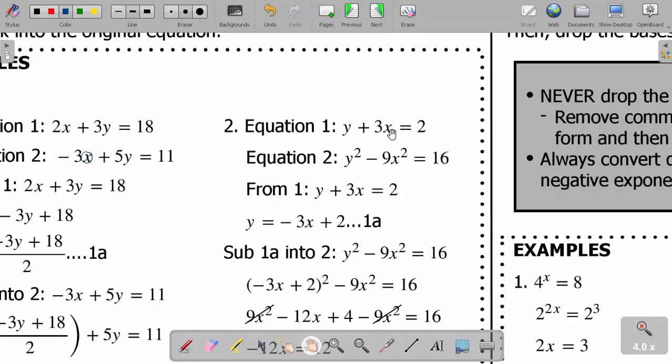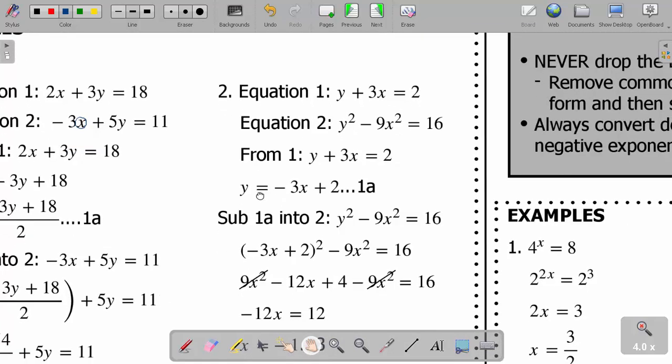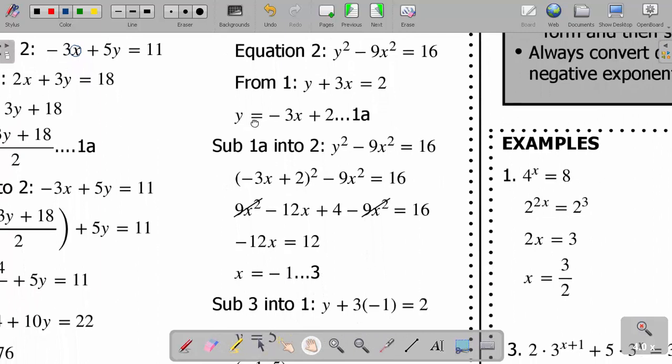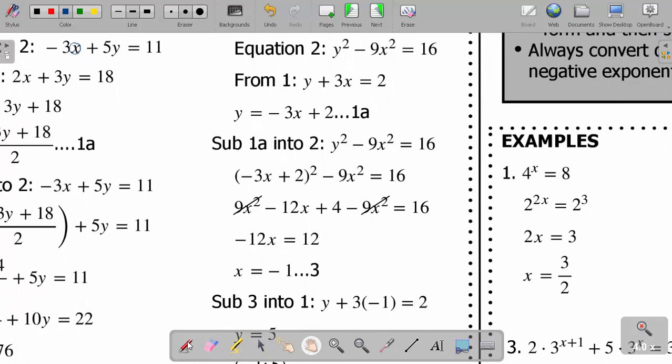But sometimes, especially in grade 12, we can have one linear, one quadratic. Like this is linear, this is quadratic. So from the one which is linear, we make either x or y the subject of the formula. Here positive 3x becomes minus 3x, so y equals minus 3x plus 2. Now this y is the same y which appears in the quadratic equation, so where I have y in the quadratic, I'm going to put minus 3x plus 2.